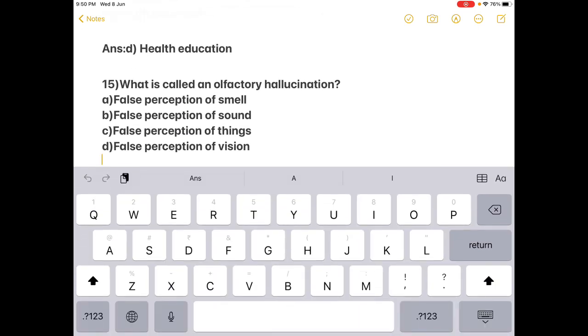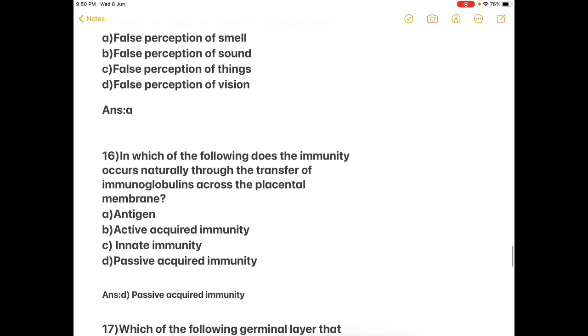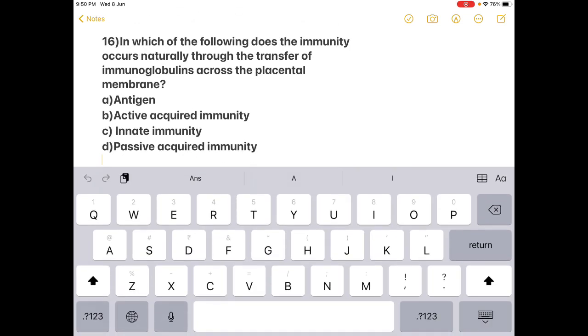Next question. What is called an olfactory hallucination? False perception of smell, or a false perception of sound, perception of things, false perception of vision. The correct answer here is A. All might have already known this answer. It's a very simple one.